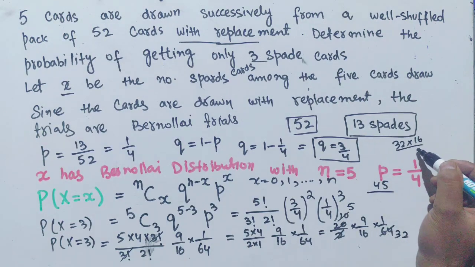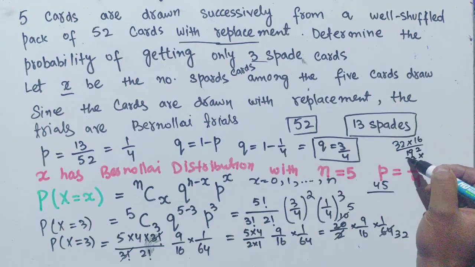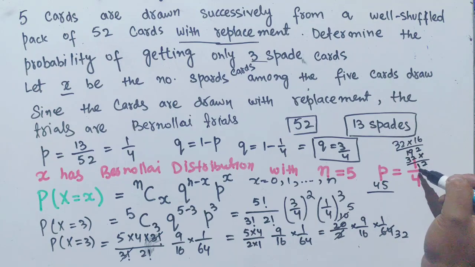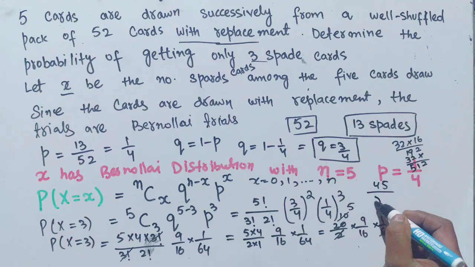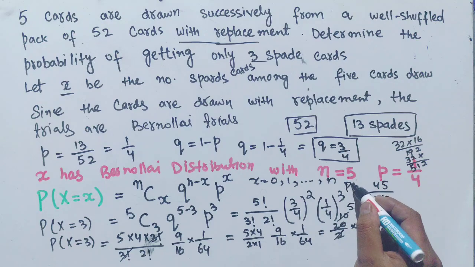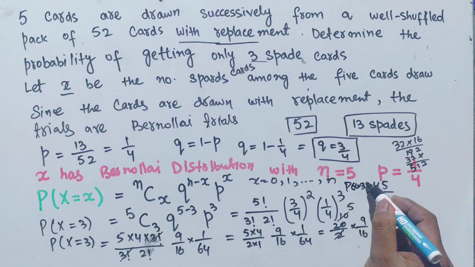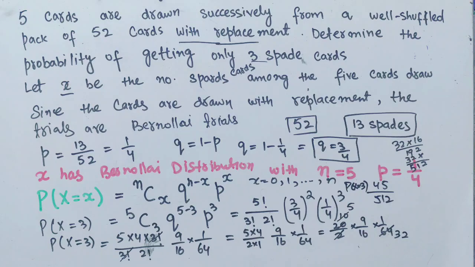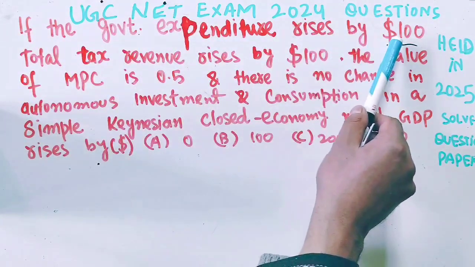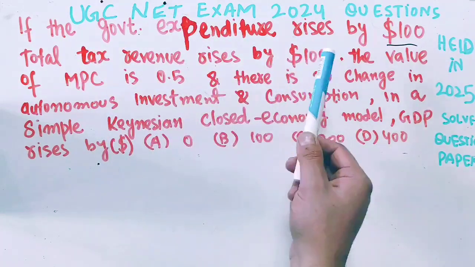32 into 16 is equal to 512. So probability of getting 3 spades will be equal to 45 upon 512.